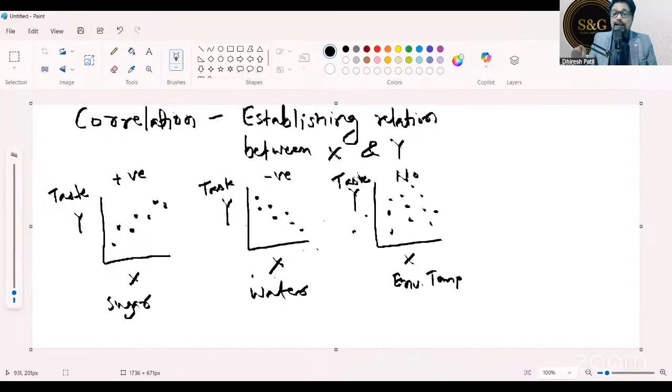Similarly, let's say the number of students in the classroom of that particular student and the marks scored. There is no correlation. Whether there are 10 students in the classroom or 100 students in the classroom, there is no relationship between your study and your scoring. So it's called no correlation, right? So positive, negative, and no correlation. These are the general three patterns which are seen in correlation.